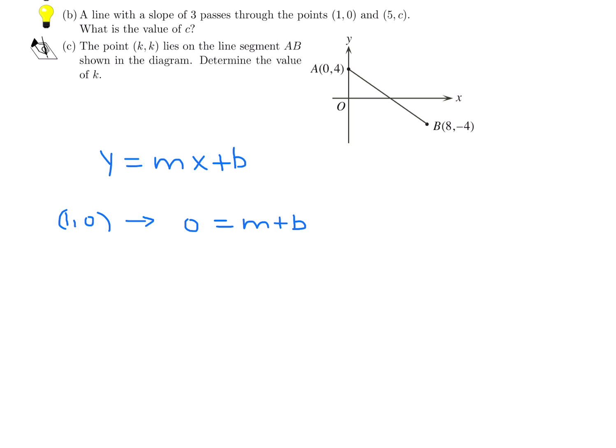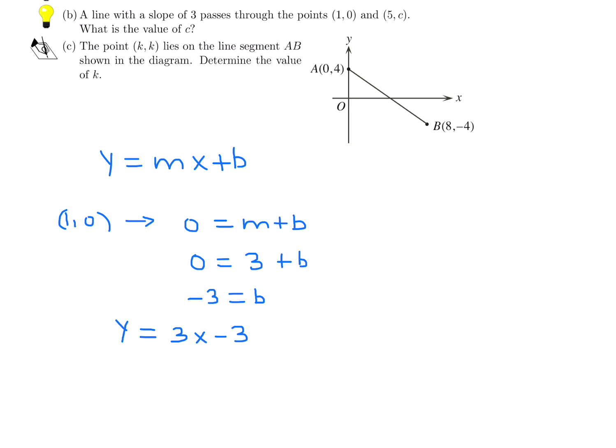But they already told me that the slope is 3. So that means m is 3. So I can put 3 for m. And solving for b, I get negative 3. So the equation of this line, very quickly, we were able to get is y equals 3x minus 3.